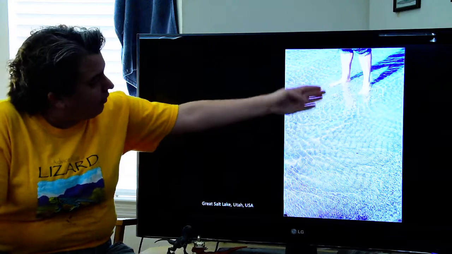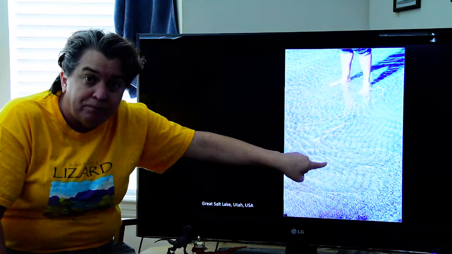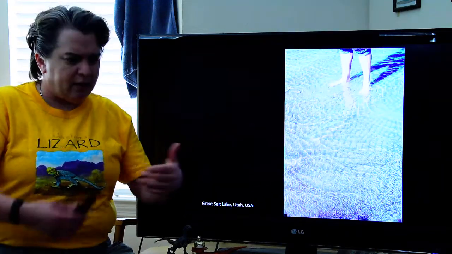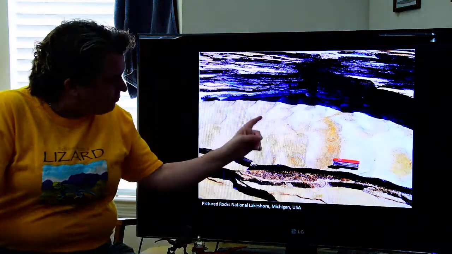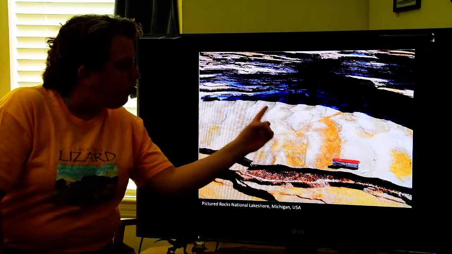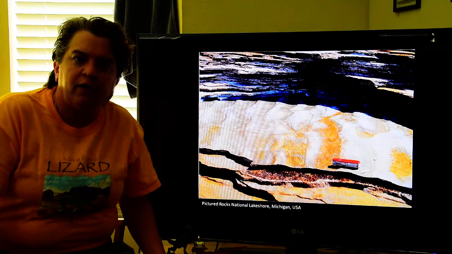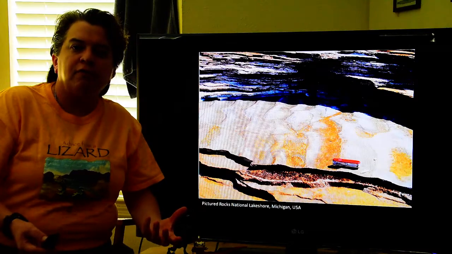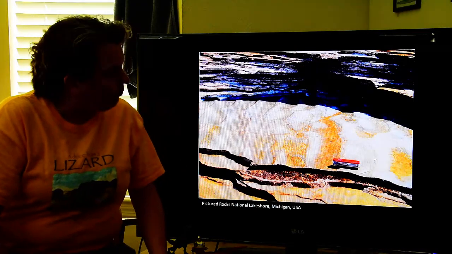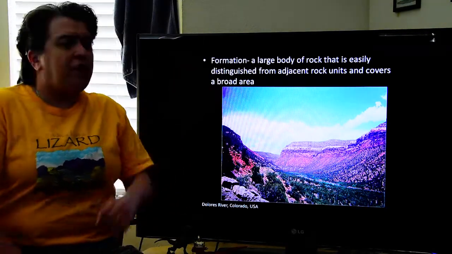For example, right here, you can see my husband's feet, and hopefully you can also see those little ripple marks under the water there. Well, we can then observe how ripple marks work today. We can see them forming. And then if we see them preserved in rocks, we can say, aha, I know how those form today, so I know how they formed in the past. And that's really how uniformitarianism works. We use what we know about the laws of nature that we can observe today and interpret them in the ancient rock record.